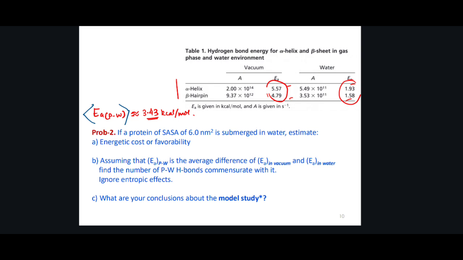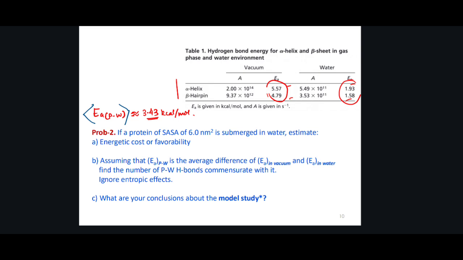I got this from this one, this one, this one, this one: the protein water activation energy. If you buy my argument that I have a standalone protein in vacuum or in air, just imagine this as a helix. I'm just breaking one of those C double bond O to H helical hydrogen bonds. It will cost me 5.57 kcal. That is my activation energy. Now I take it from vacuum and put it in water, my cost goes down. I'm only paying 1.93.